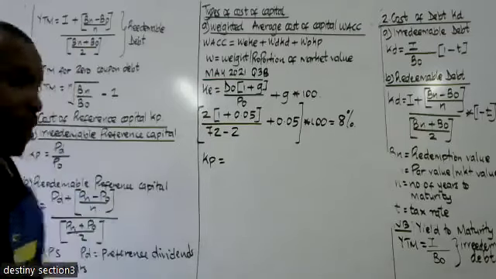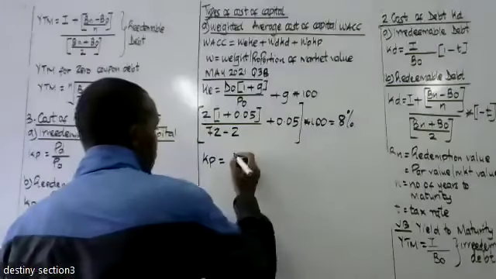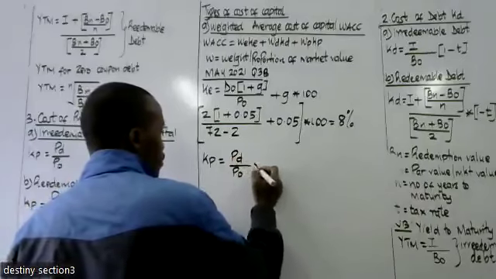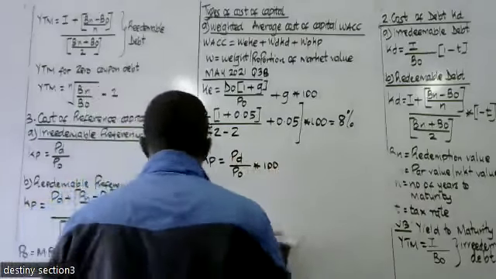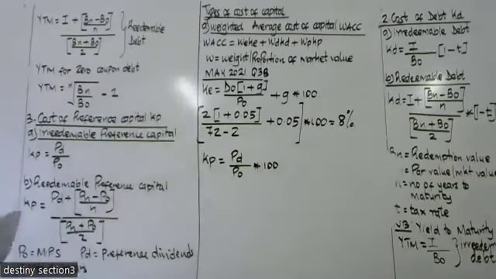Sawa? So to say, it's the formula. It is divided by, not multiplied by, what? 100. Multiply by 100.